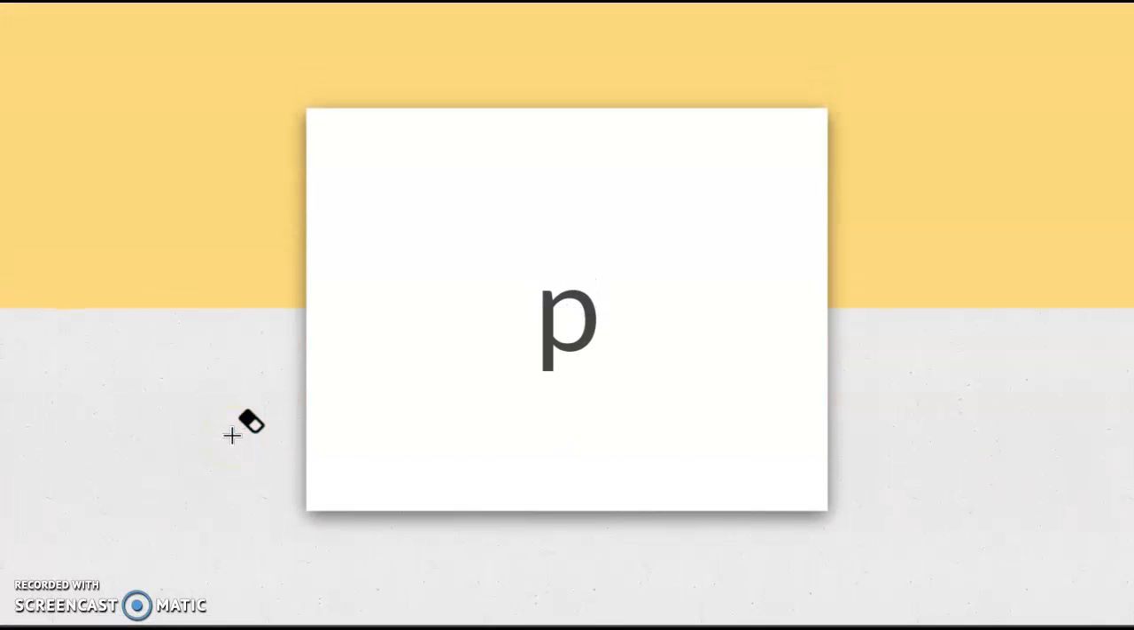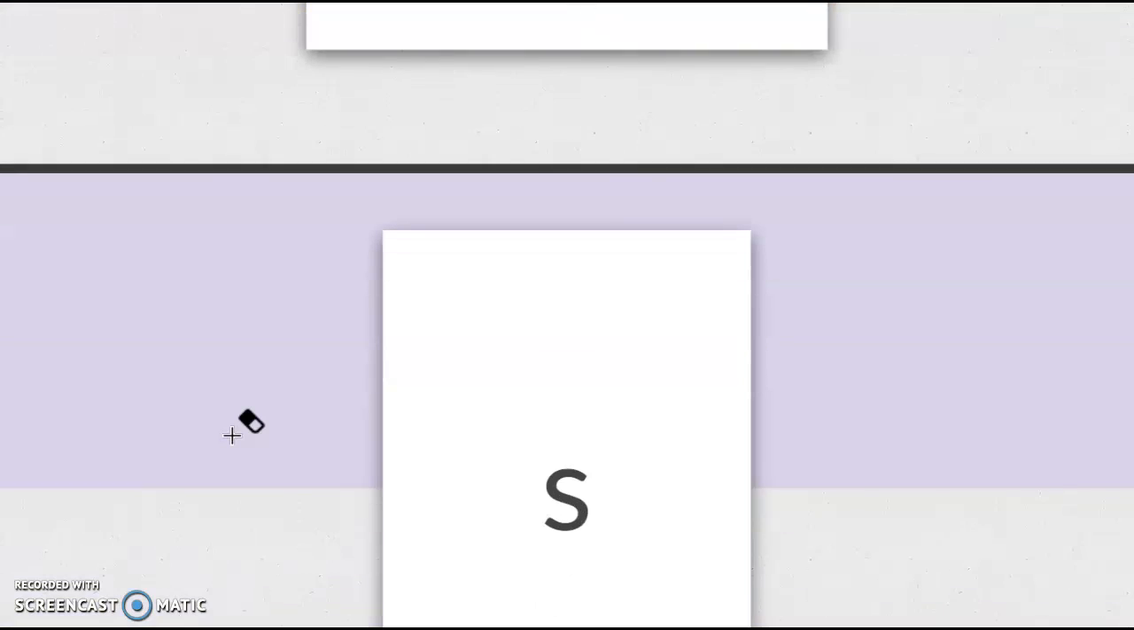This is the letter P. Letter P makes the P sound. Can you make the letter P sound with me? P. This is the letter S. Letter S makes the S sound. Can you make the letter S sound with me? S.